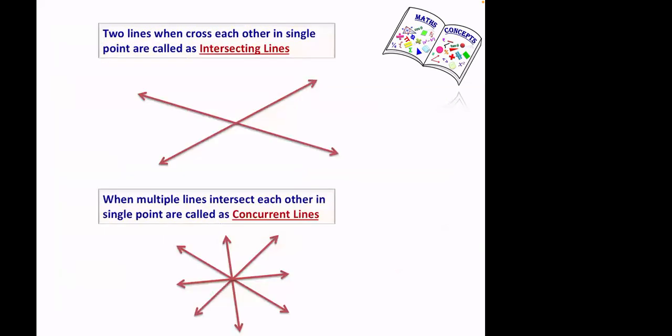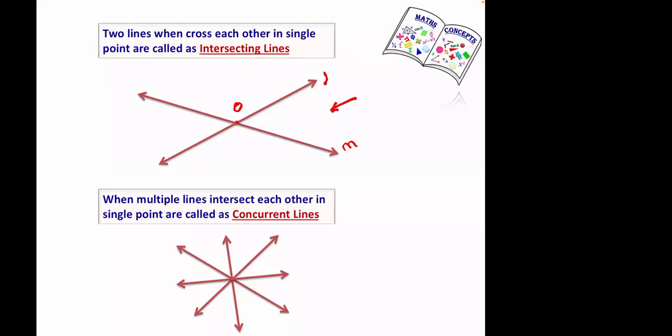Today we are going to learn about lines and more about parallel lines. Here you can see there are two lines. Say this is line L, this is line M. These two lines are intersecting at a point, say O. These lines are called intersecting lines. When two lines cross each other at one point, they are called intersecting lines. Since there are only two lines, we are calling them intersecting lines.